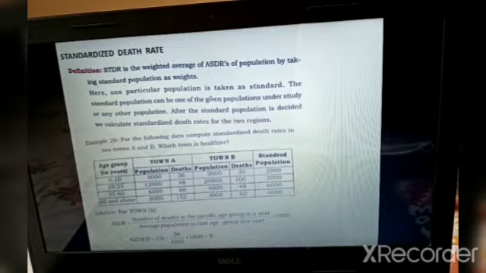We'll see an example. For the following data, compute standardized death rates in two towns A and B. Which town is healthier? Before that, let me tell you. First, age-specific death rate for each group is calculated by using population. Then, standardized death rate is computed by finding the weighted average of age-specific death rates for the two populations A and B.